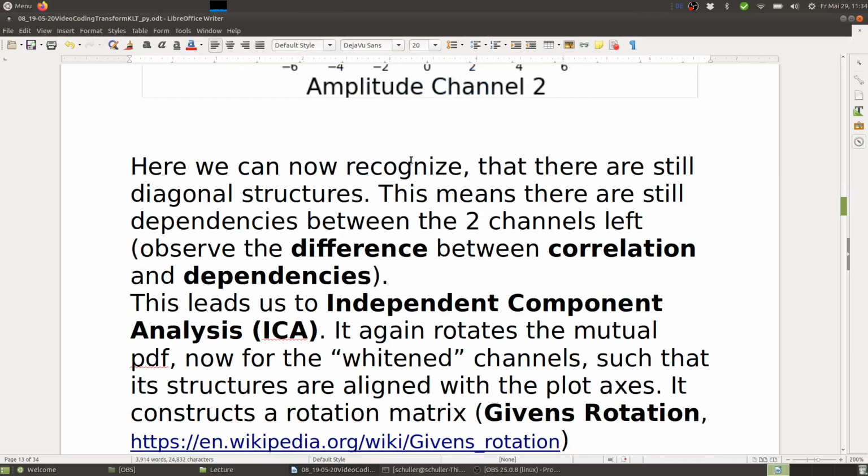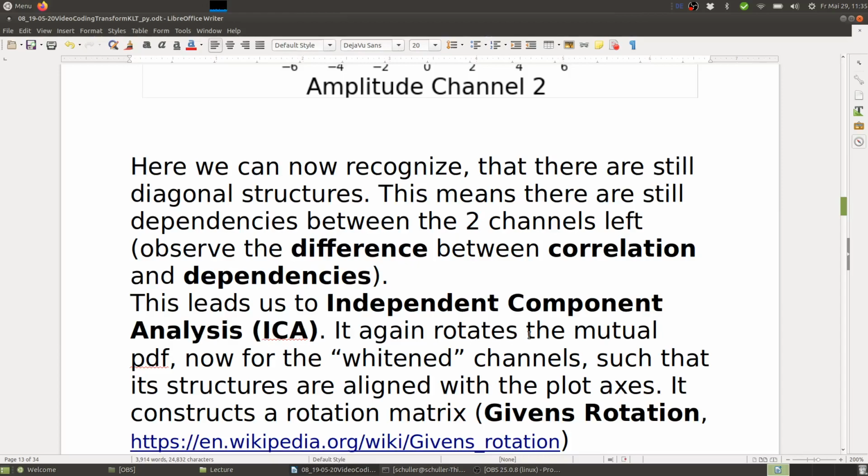So now we can recognize that there are still diagonal structures. This means there are still dependencies between the two channels that we obtain. Observe the differences between correlation and dependencies, right? So this leads us to the so-called independent component analysis, ICA.